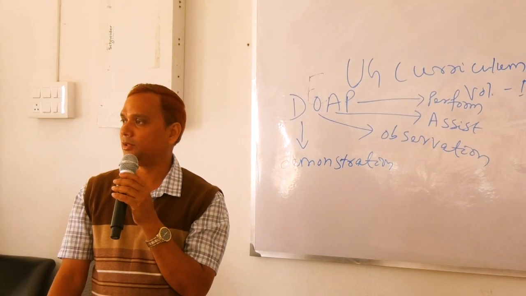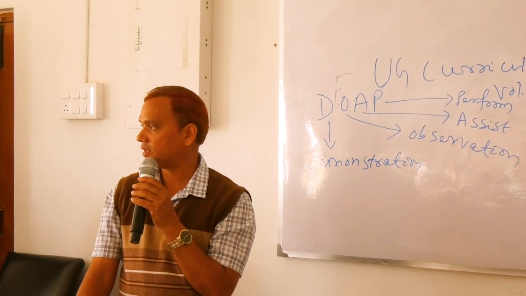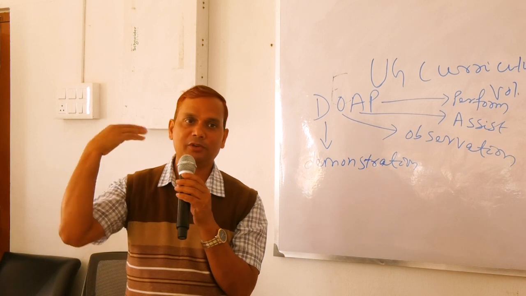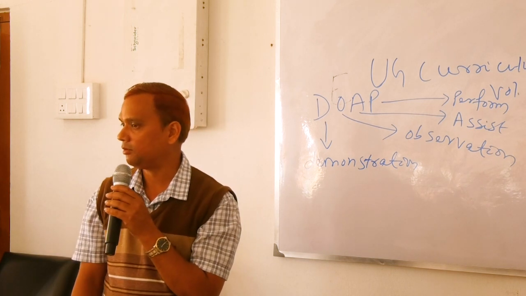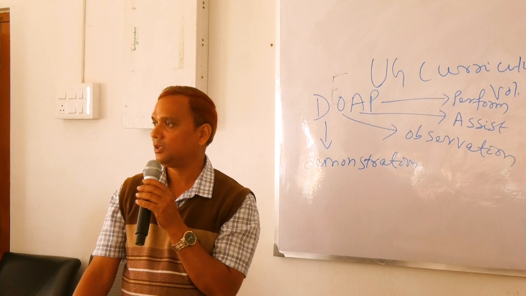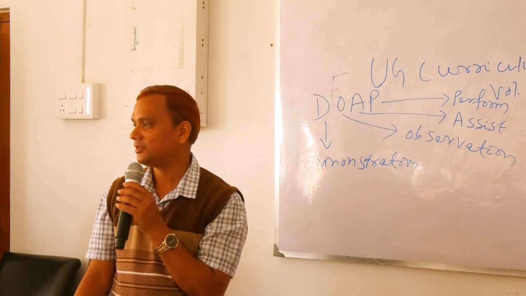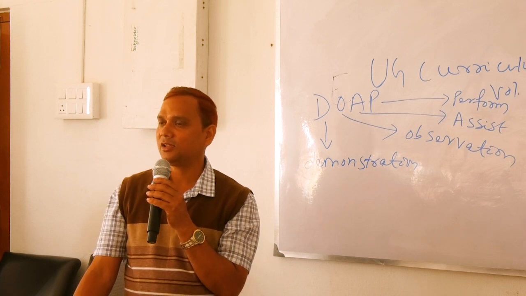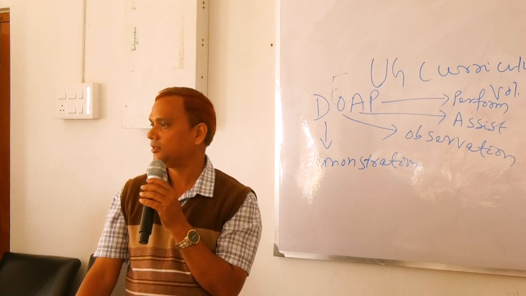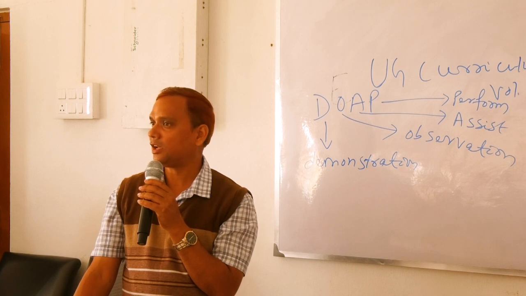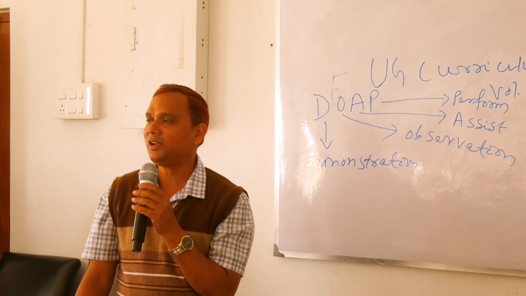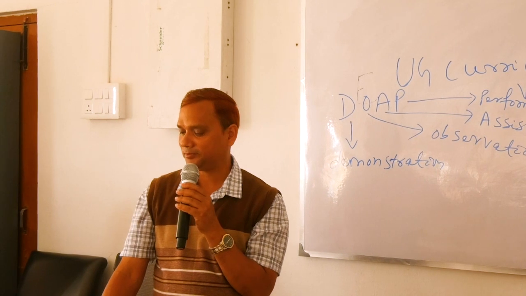That means whatever practical will be there, we have to first demonstrate. Then after demonstration, what is there? Observation. That means how we are demonstrating, that is observed there. Then next is assist for practical. Next, perform. So the higher level of knowledge is perform. That means skill based. Once you perform the test, that means you are skilled. According to IMG, Indian Medical Graduate, all of you will be a skilled doctor.